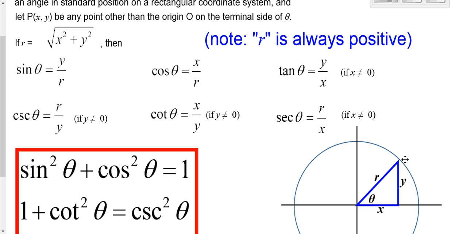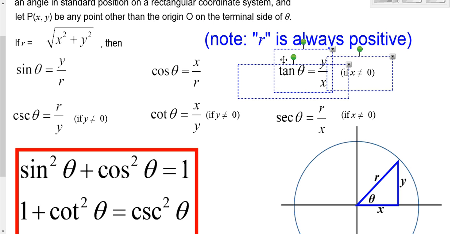Now, if you were thinking of SOHCAHTOA with this triangle, you go to your angle. Sine would be opposite, which is y, over your hypotenuse, which is r. So you get the same thing as you would with SOHCAHTOA. Cosine is x over r. If you thought of SOHCAHTOA here, you go to your angle, adjacent, which is x, over your hypotenuse, which is r. So SOHCAHTOA does the same as this. Tangent, if you were using SOHCAHTOA, would be opposite, y, over adjacent, which is x. So tangent is y over x, and that's what you have right here.